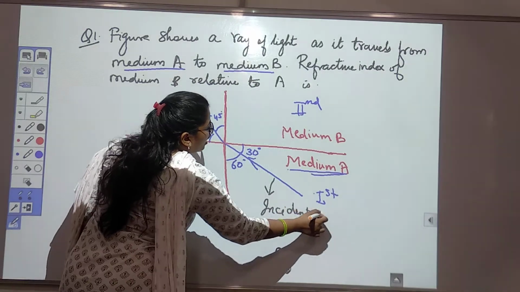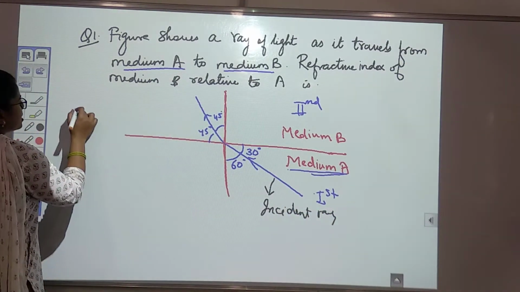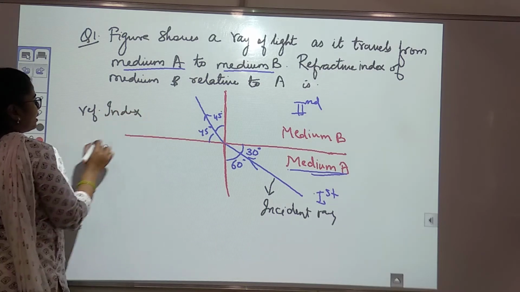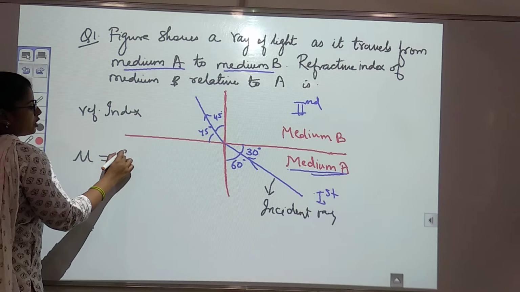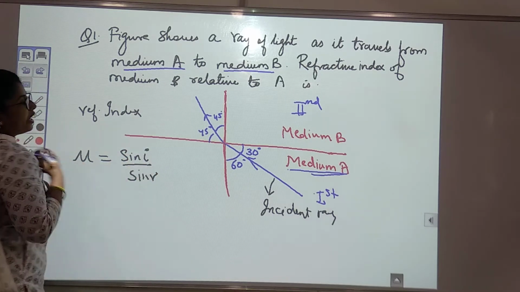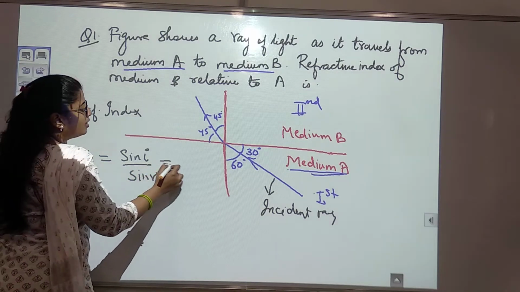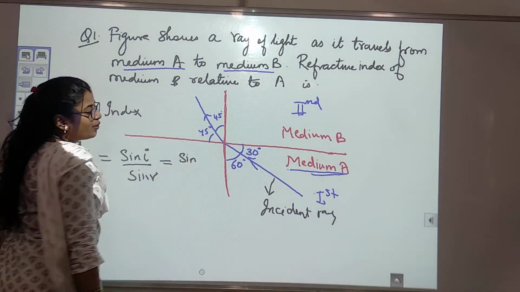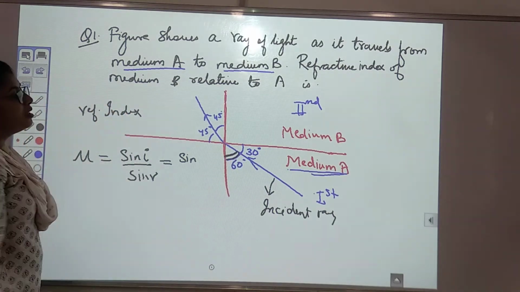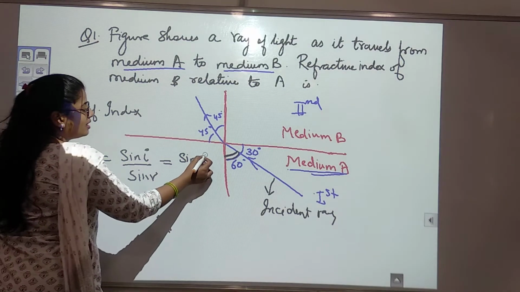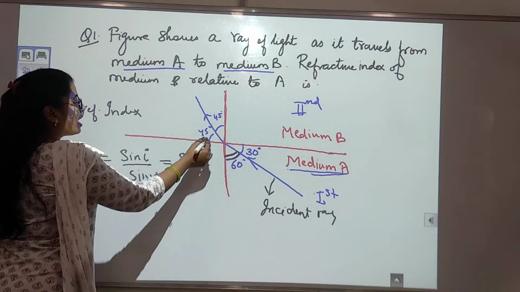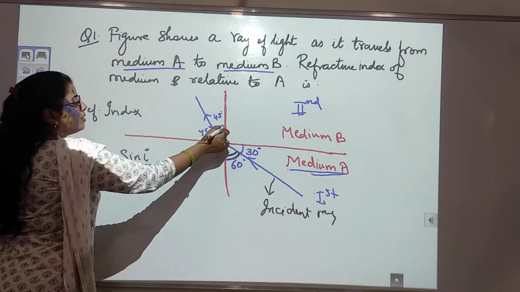Now, you know the formula of refractive index. Everybody knows the formula of refractive index now. Okay, refractive index denoted by mu is equal to sin i upon sin r. So you know that sin i, what is the value of i here? Angle i means the angle of incidence made by the incident ray with the normal, and that is 60 degree, while r means the angle of refraction that it makes with the normal.